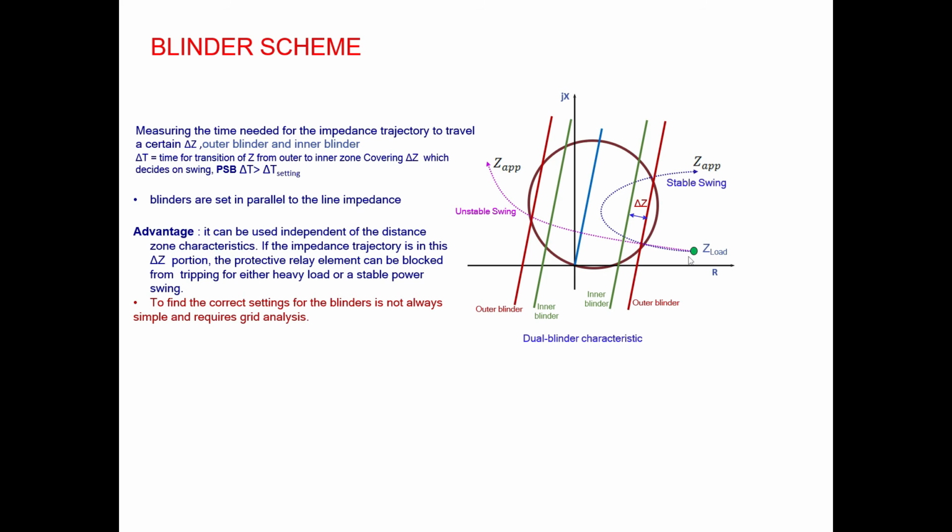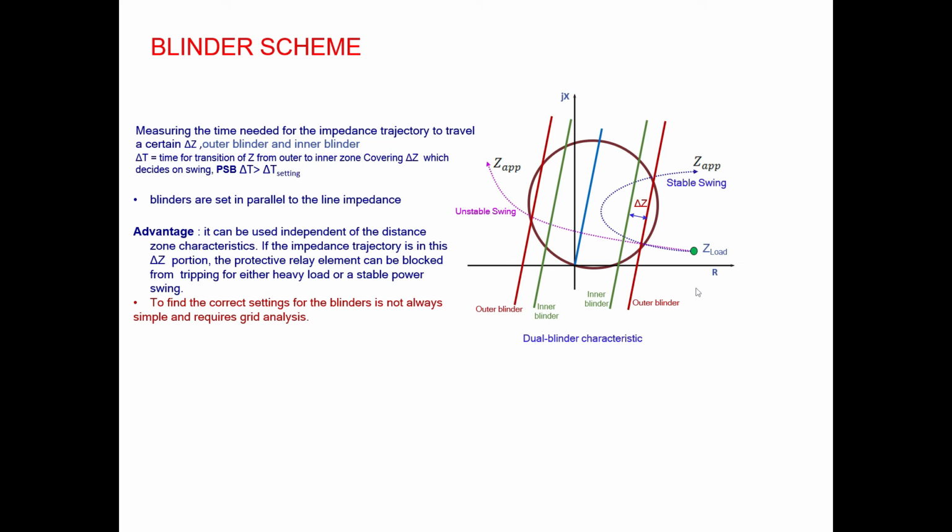So suppose this point is your maximum resistive load area. The outer blinders might be set with some safety margin at, suppose, this point, and the inner blinder is set at the outside of the largest overreaching zone, that means zone 3. So the outer and inner blinders are set such that the inner blinders will be just outside your zone 3 and the outer blinders will be just inside the load encroachment area.